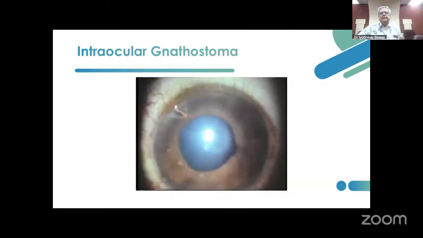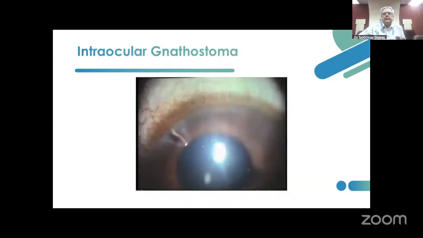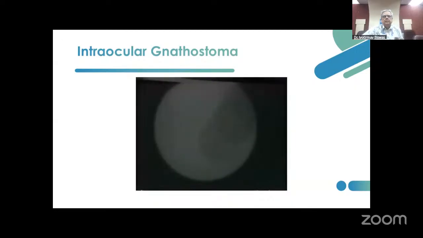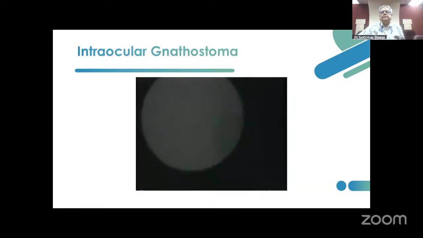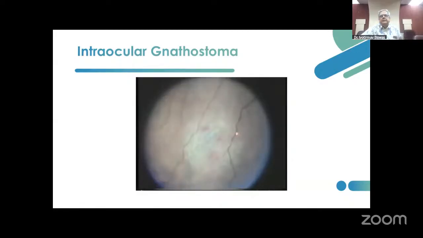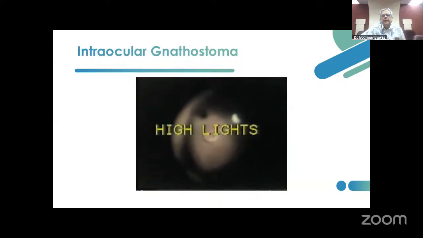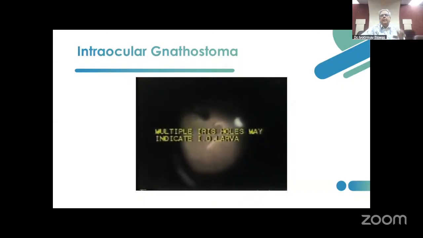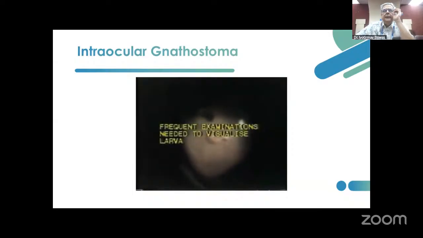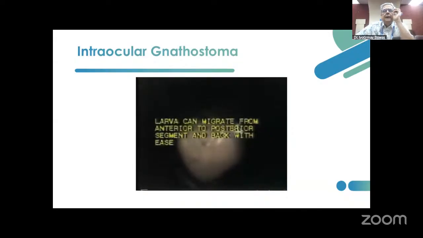This is a parasite, another parasite. This is a parasite under the microscope. These are the tracks they produce, they migrate to the front and back. Multiple iris holes they can produce. Larva can migrate from the anterior to the posterior chamber.